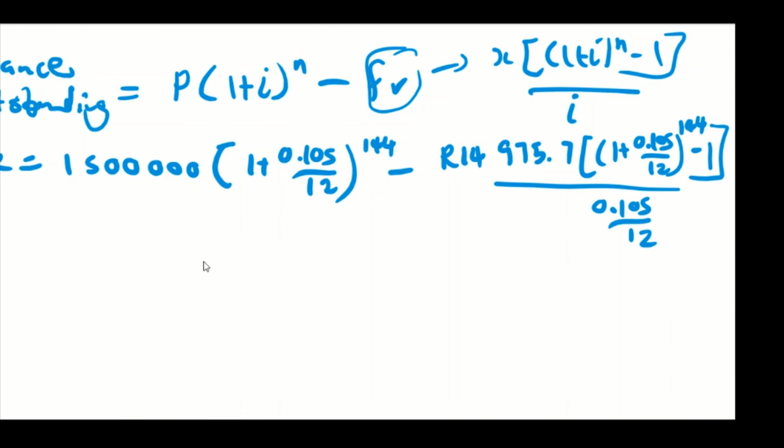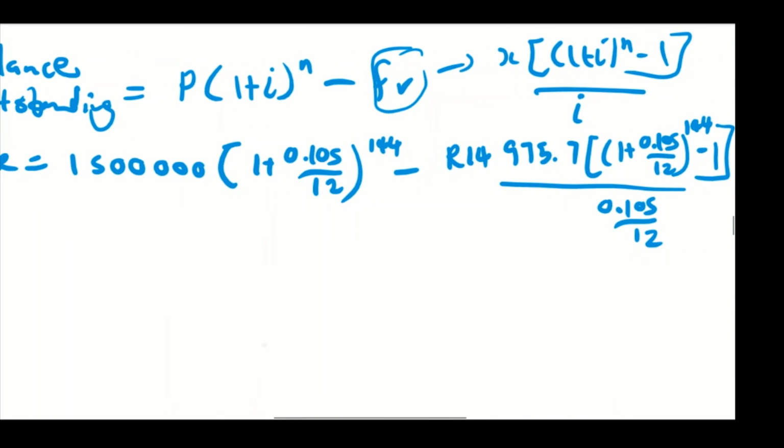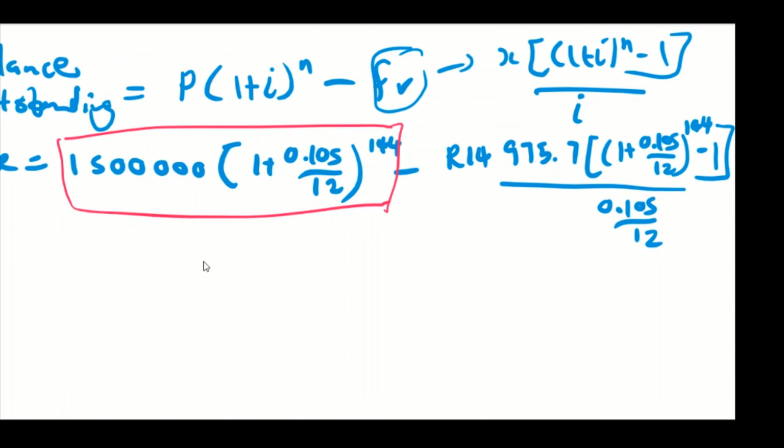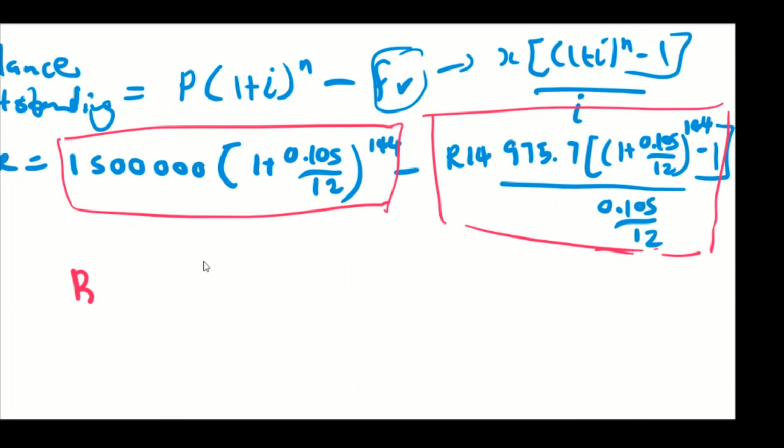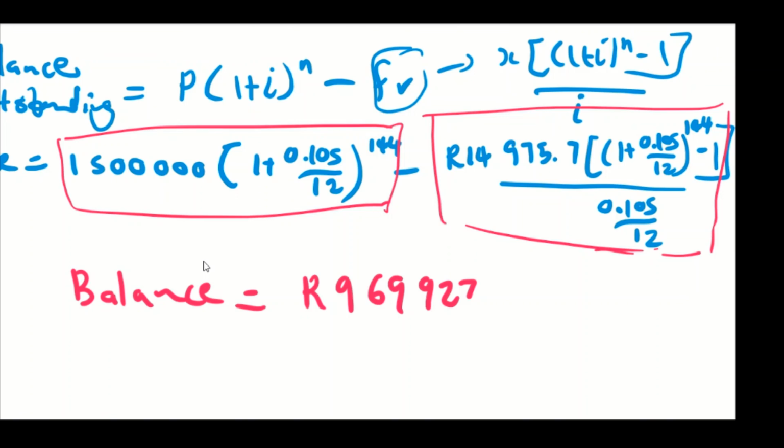So for the balance outstanding, now you're just going to find the answer to this, subtract it from this one here, right, to find the balance outstanding. So the balance that I found by doing that was 969,927.74. Let me know what you're finding in the comments if it's similar to this. But yes, that is the balance outstanding for this problem here.